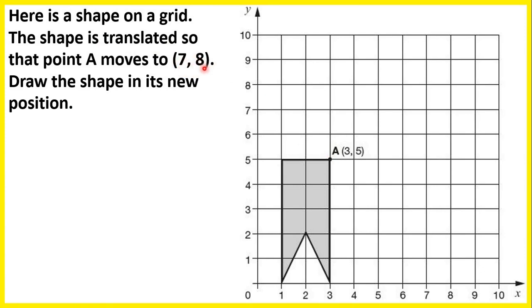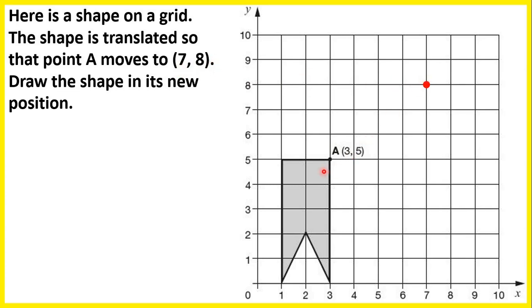So remember, with coordinates, the first number is the x-coordinate. So we can find 7 on our x-axis, and we know that point A is now going to be moved in line with this point here. And the y-coordinate is 8. So if we find where the y-coordinate is 8, on the line where the x-coordinate is 7, we get to this point here. So if we go down, we get to 7. If we go across, we get to 8. So that's the coordinates 7, 8.